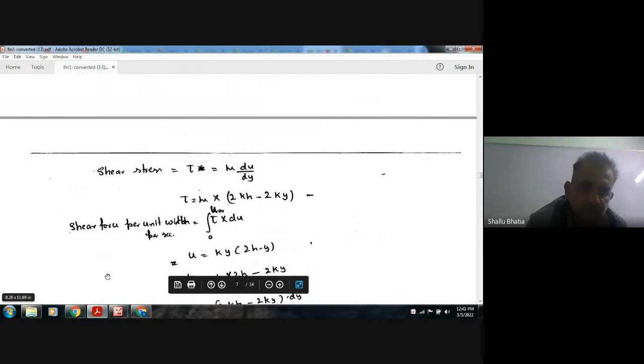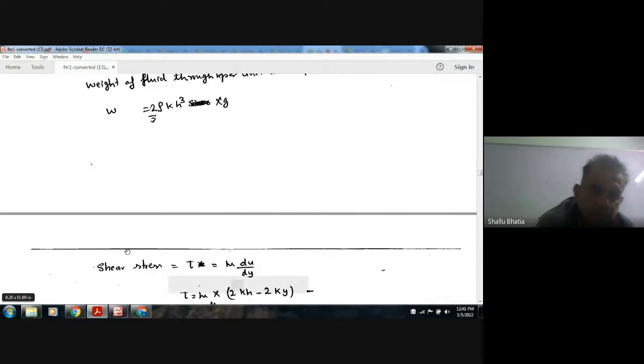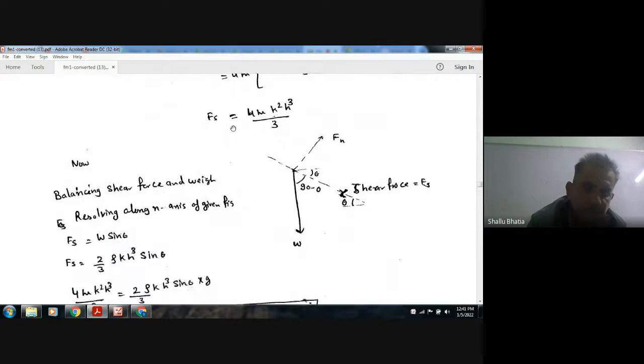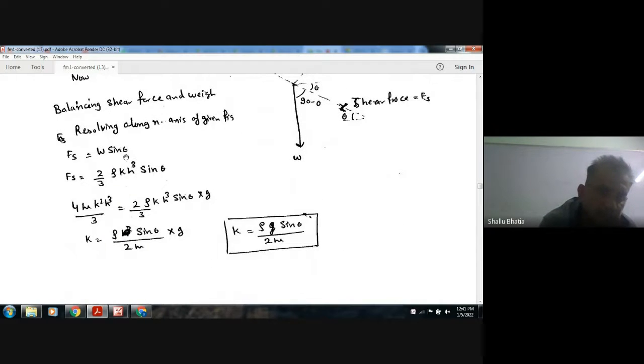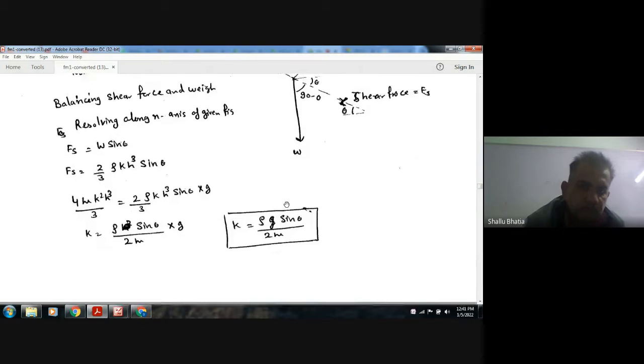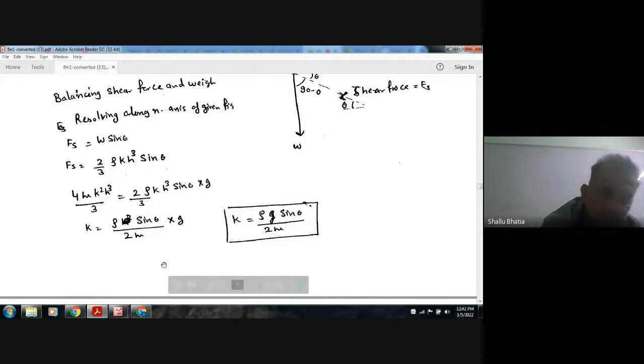W that we have found out is (2/3) rho k h cube times g. So W sin theta is (2/3) rho k h cube g sin theta. Now equating these two, where Fs is 4 mu k square h cube, from this we have k equal to rho g sin theta by 2 mu.